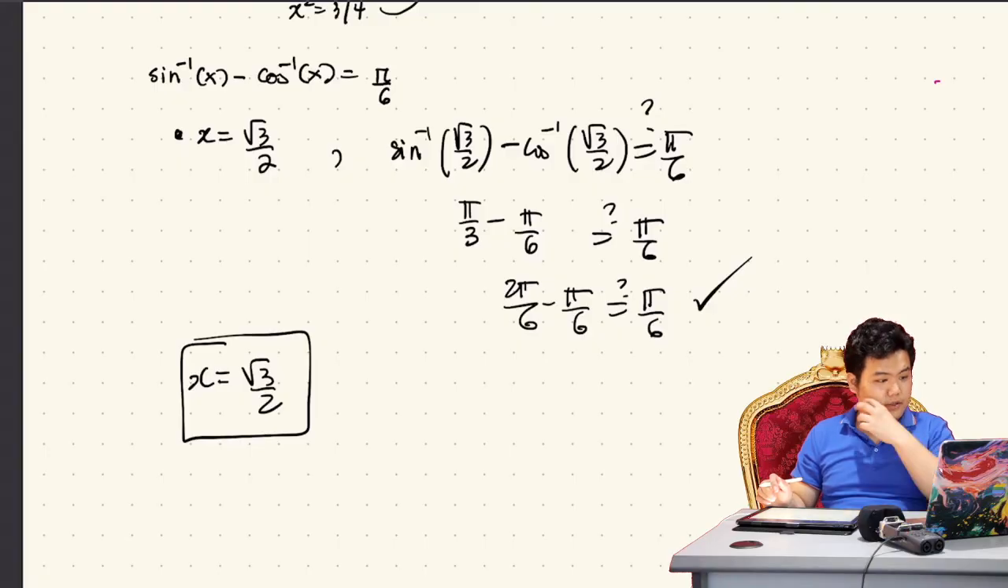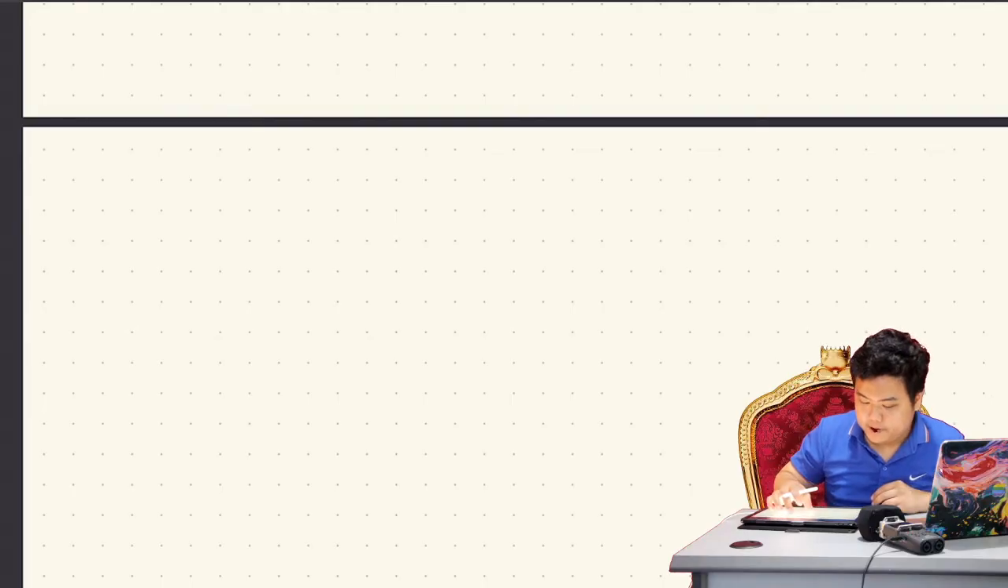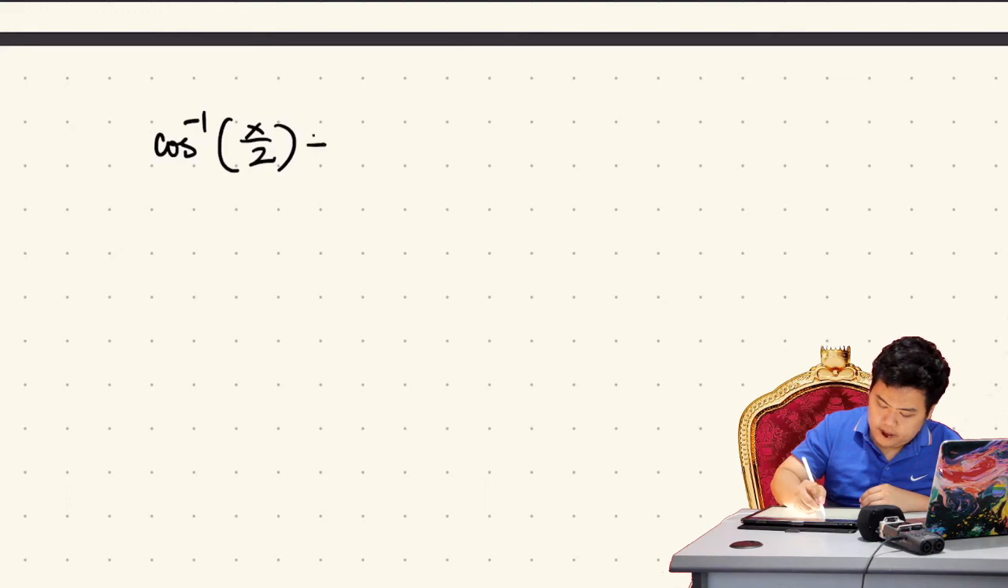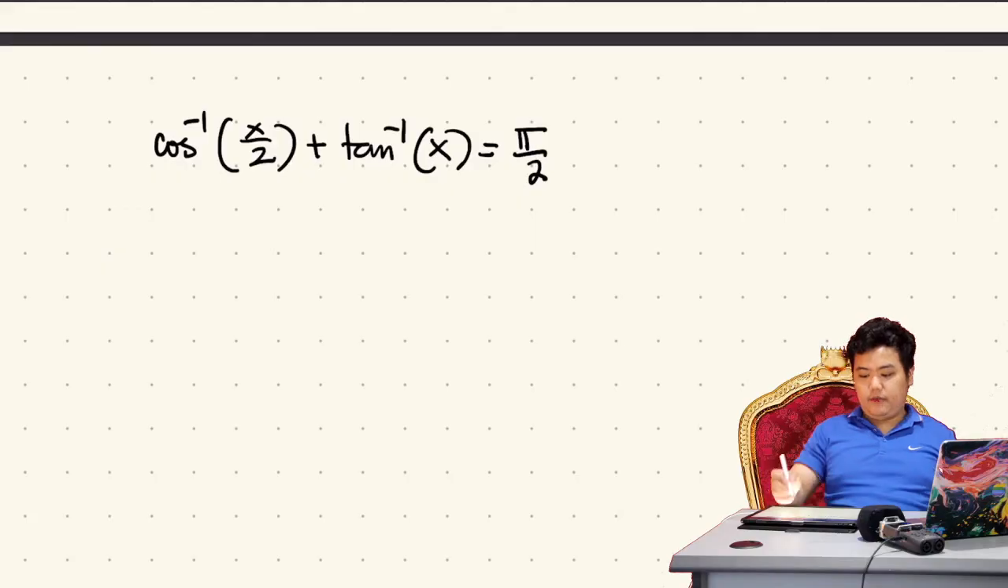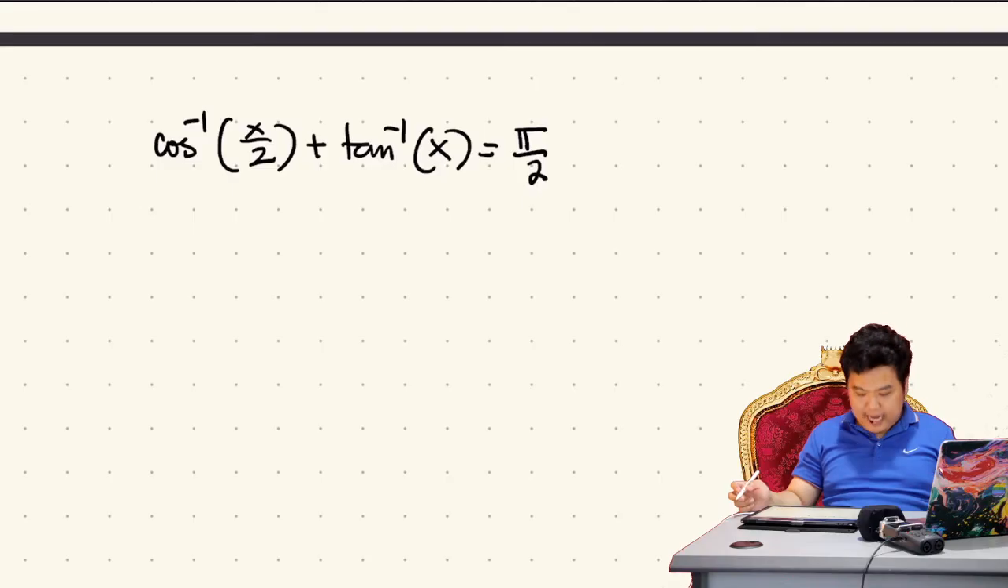Okay, so let's do one last example. Medyo mahaba ito. Medyo mahirap kasi yung problem. Okay, last example. Cosine inverse x over 2 plus tangent inverse x equal to pi over 2. Compute natin yan. So, we have two different trig functions again. So, i-let natin yan as alpha and beta.